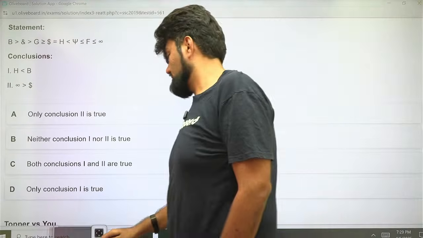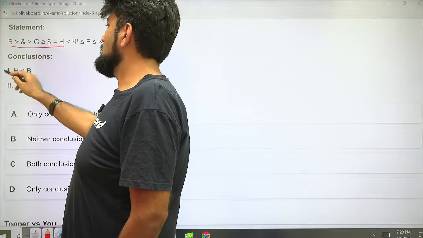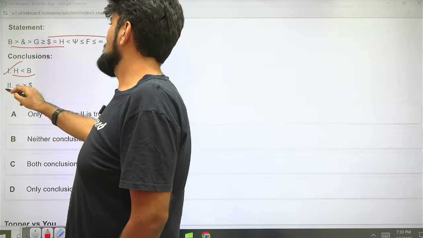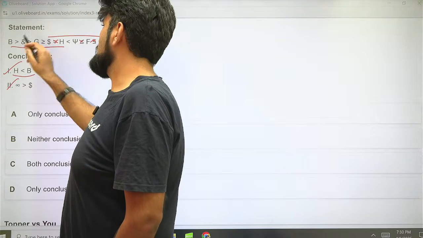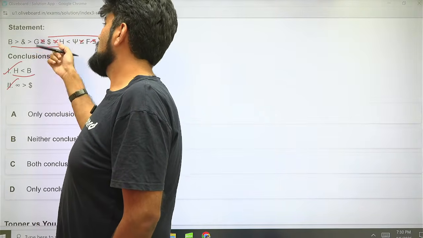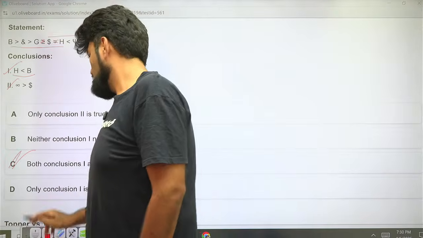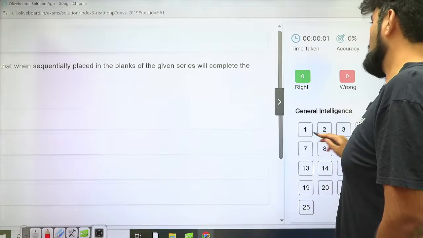Okay, inequalities. H less than B, clearly visible. Infinity greater than dollar, clearly visible. This is cancelled, this is cancelled, this is cancelled. Dollar less than infinity, infinity greater than dollar, and so is here, right? So both conclusions follow. Option C is the correct answer. 21 seconds, perfect, nice, not bad.